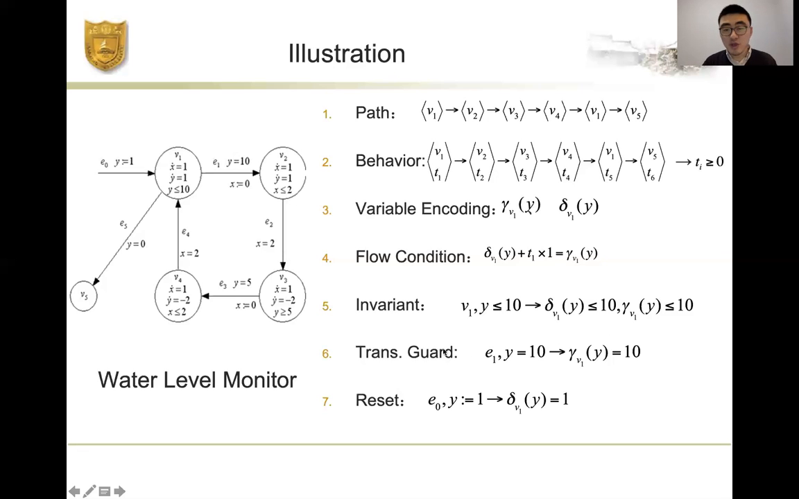And we have transition guards. Like for E1, we have y equals 10. It means only when y equals 10, this transition is enabled. So gamma V1y should equal 10. And we also have resets. For example, here E0, we have y reset to 1. It means delta V1y equals 1. Things like that. You can generate all the constraints of that straightforwardly.